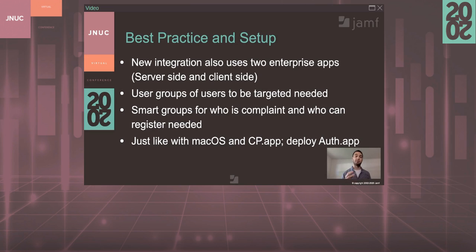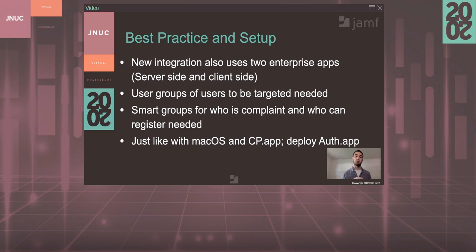You'll also want to have a user group of the users to be targeted within Azure, which I'll show in the setup here in just a second. And you'll also want smart groups for who is compliant. So this device is compliant based off of these sets of criteria within your smart group. And then you'll also want a smart group of who can register. Basically, in a macOS policy sense, who can see that policy. It's actually not a policy, it's an object, because there isn't policy on iOS.